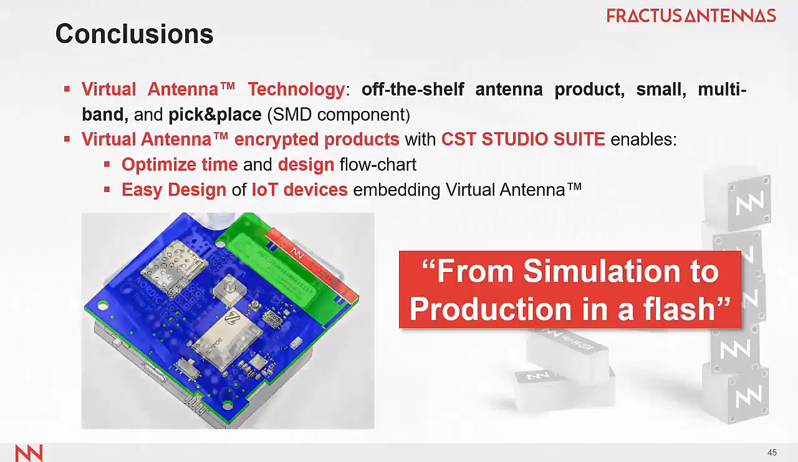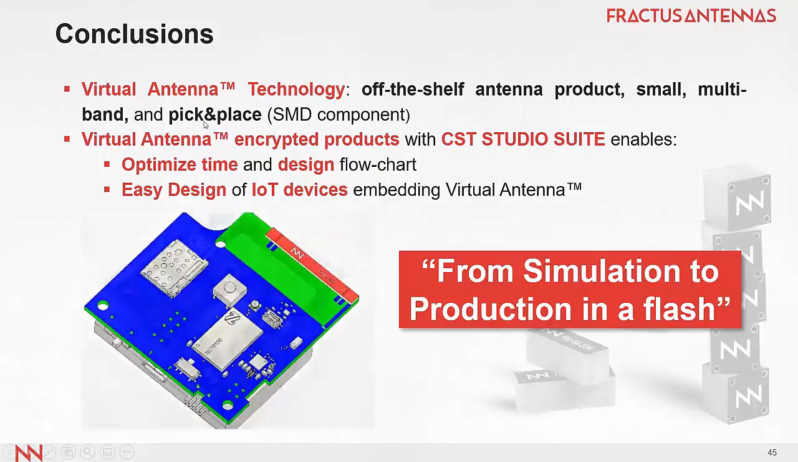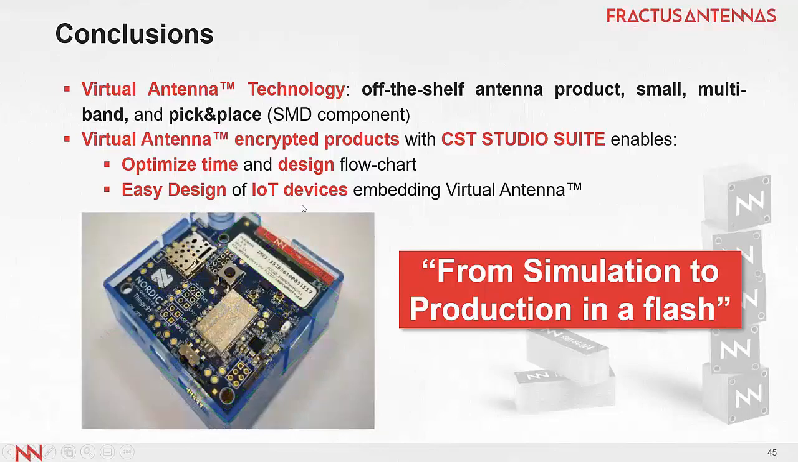And just to conclude, in summary, with virtual antenna, we see that we have very small multi-band and multi-communication antenna boosters. They are off the shelf, so ready to use, and they are pick and place. So this is very good for production. And the virtual antenna products, encrypted products with CST, enable us to optimize from the very beginning all the design flow chart and also optimize the design and go to production. So from simulation to production in a flash, as you can see in this nice plot here.